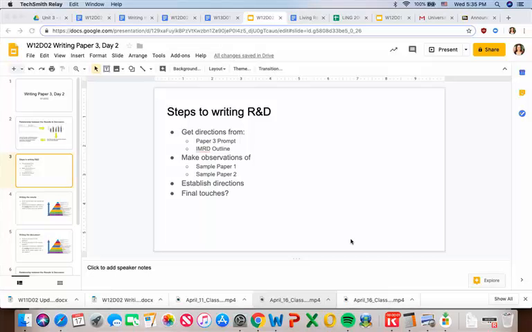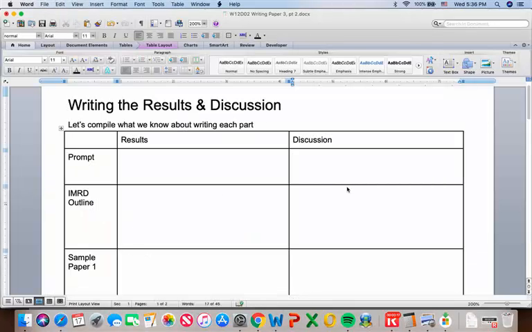All right, so where we left off was this part, and we're just going to go ahead and jump into learning how to write the results and discussion part of paper three. So I'm going to start off by using the handout that I've created, which is titled Week 12, Day 2, W12 D2, Writing Paper 3 Part 2 .docx. So you can also find this in the Living Reader, and I'll have some paper copies to pass out in class.